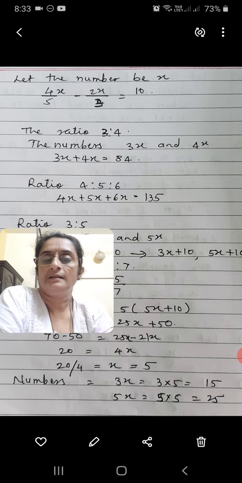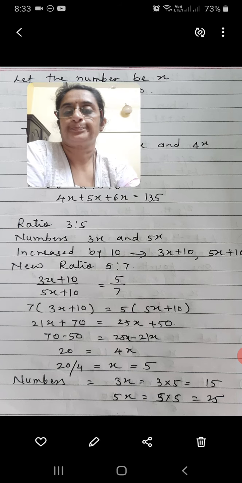The numbers are in the ratio of 4:5:6 and the addition of these numbers is 135. Okay, so 4x plus 5x plus 6x is 135. Find out the x value, then multiply with 4, 5 and 6 respectively.